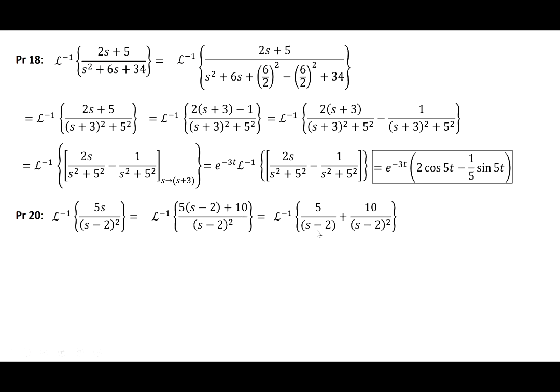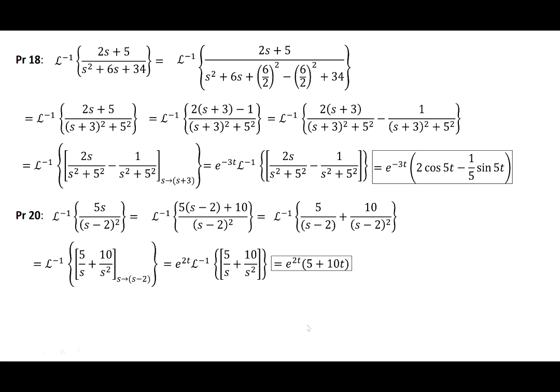Now we'll split this into 2. 5 over s minus 2 plus 10 over s minus 2 the quantity square, and this is nothing but 5 over s plus 10 over s square, to which a shift has been applied. Cool. Laplace. And how do we account for s shifted by s minus 2? That looks like s shifted by s minus a, with a being 2. So e to the 2t, Laplace inverse of this, and that's 5 plus 10t. Cool? That's the idea.